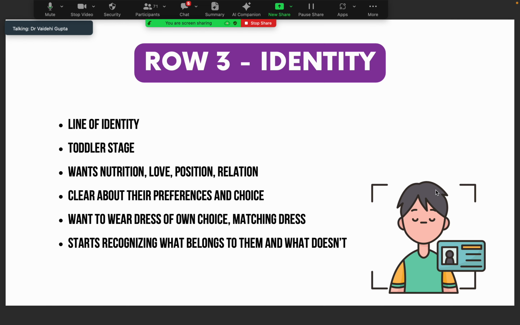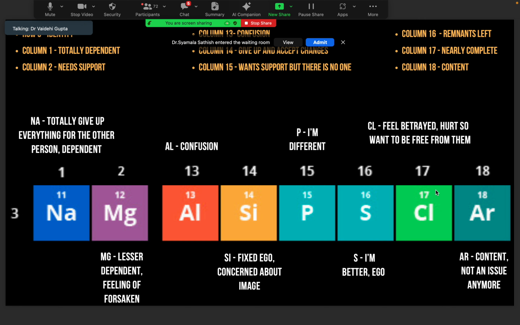Row 3, it is a row of identity. It is a toddler stage. They want nutrition, love, position, relation. They are clear about their choices, like I want to wear that red t-shirt. They want matching dresses: I want to wear red trousers with that red t-shirt. They start recognizing what belongs to them and what doesn't, like this is my toy, this is your toy, don't touch mine. This is the feeling of row 3.